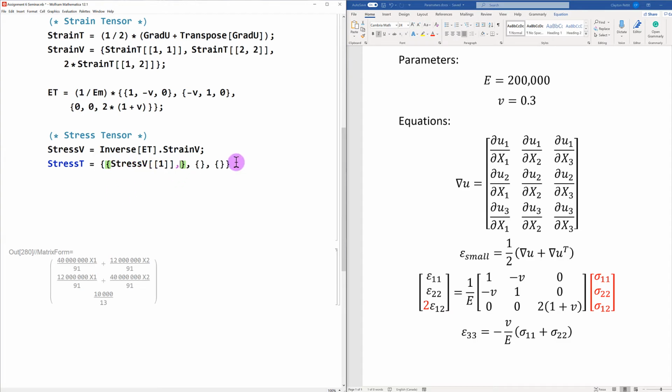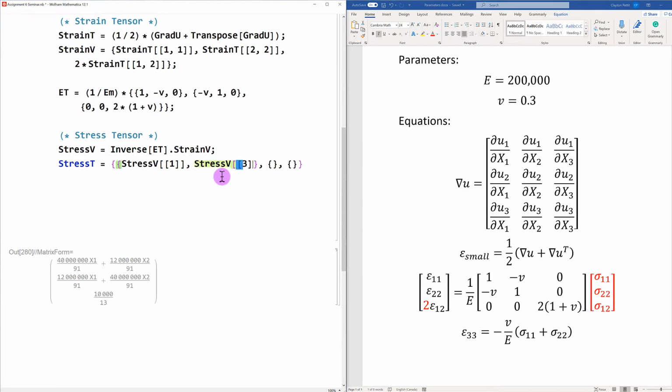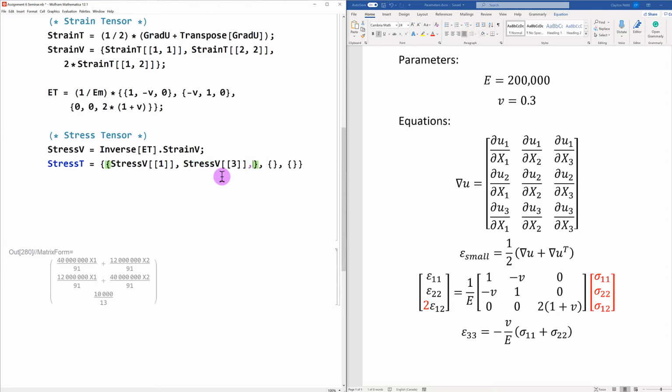So we got stress V. Well, I know that if I'm moving along, the second component is going to be sigma 1, 2. And we can see that that's actually the third component of our stress vector. So I can go stress V, 3. And then finally, we have sigma 1, 3, but we're under plane stress, so we know that sigma 1, 3 is simply going to be 0.